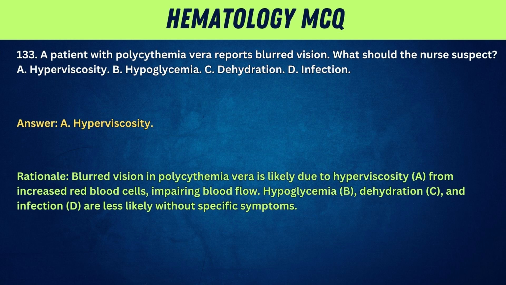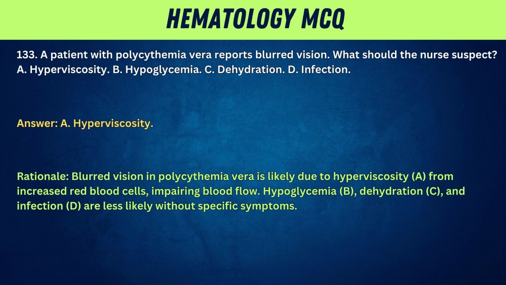133. A patient with polycythemia vera reports blurred vision. What should the nurse suspect? A. Hyperviscosity. B. Hypoglycemia. C. Dehydration. D. Infection. Answer: A.